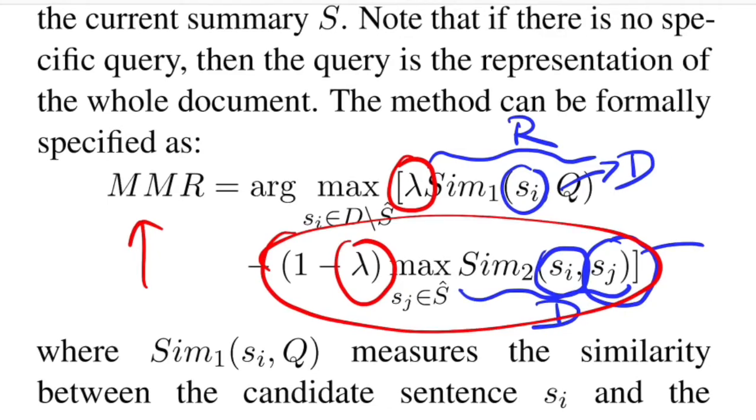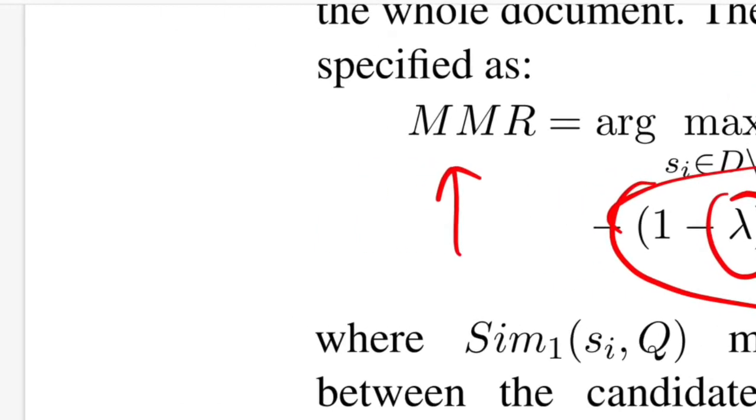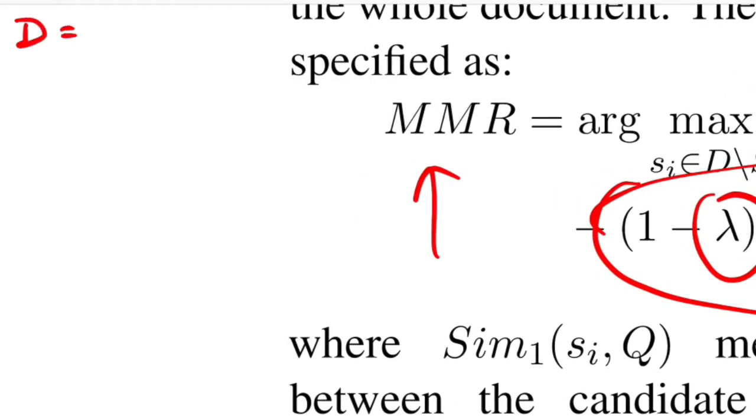But let me also pictorially show you how this works. Let's say you have a document D that has k number of sentences. For every sentence in this document, you calculate the similarity between the sentence and the document D.